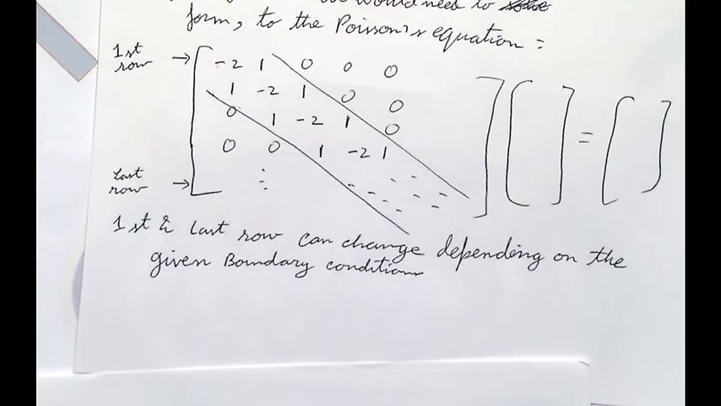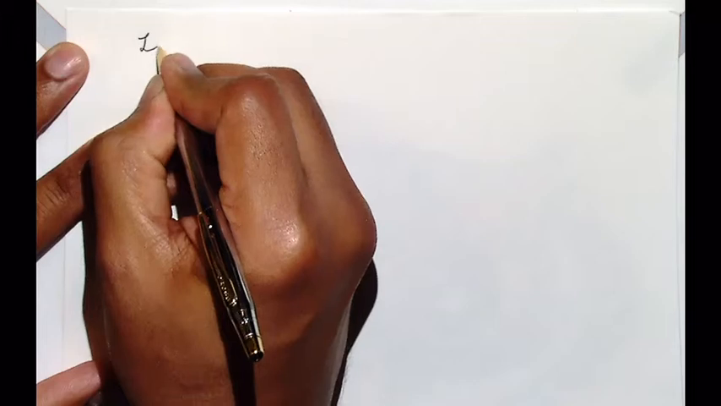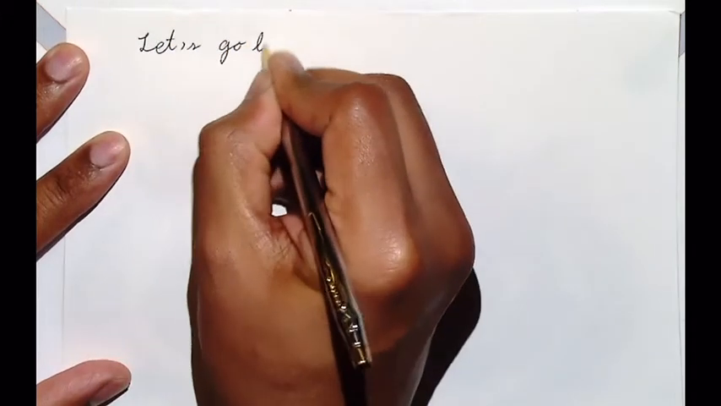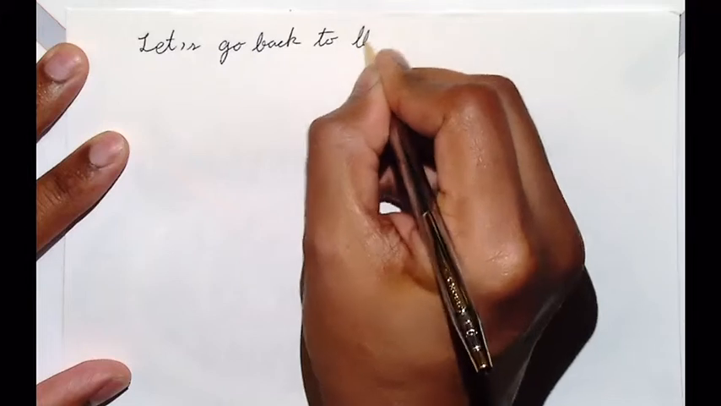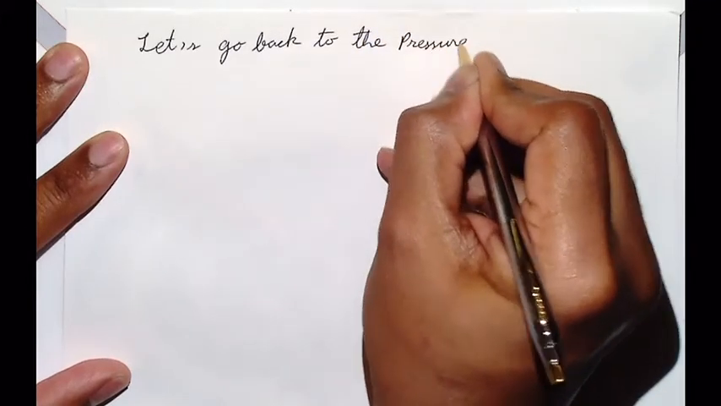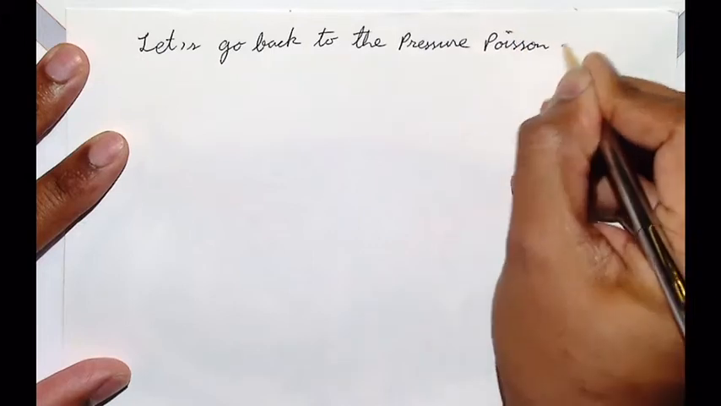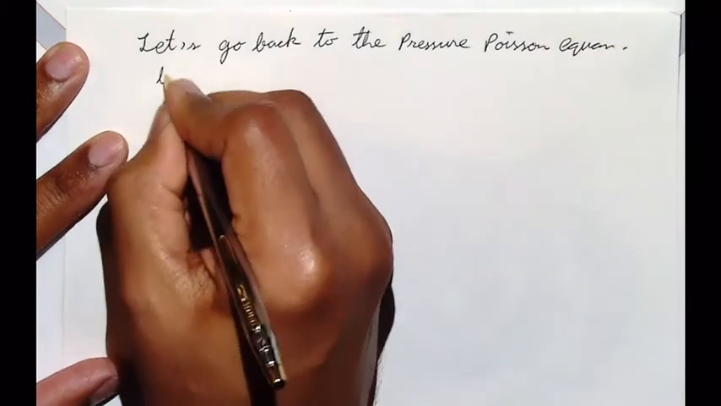So if I give you Dirichlet boundary conditions or Neumann boundary conditions on both sides, or one side Dirichlet, one side Neumann, you know how to solve it. That's exactly what we did today. That problem now is just to go into higher dimensions. So let's go back to our pressure Poisson equation, but in 2D.